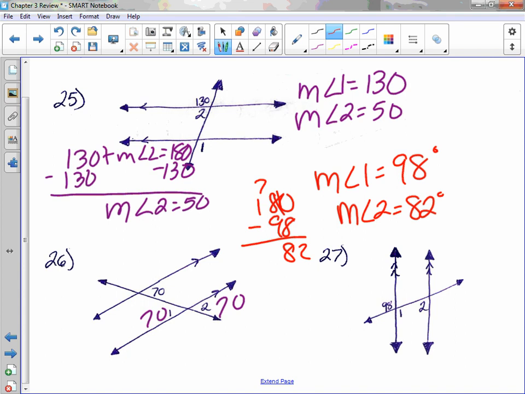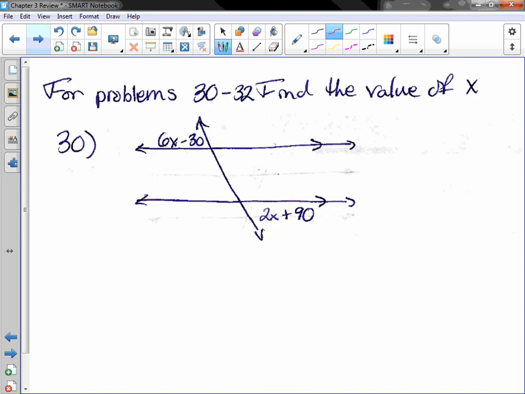Any other questions on these here? We good with these here? Yes? Questions on 30, 31, or 32? Questions on problems 30, 31, or 32? Any one of those three that we want to look at, or y'all want to look at? 30 and 31?